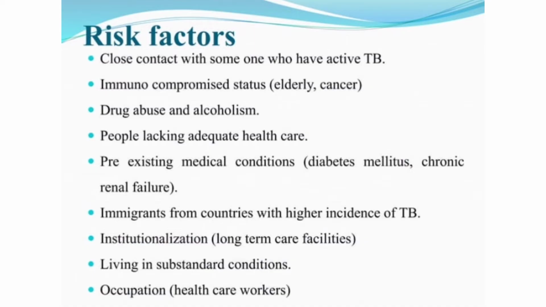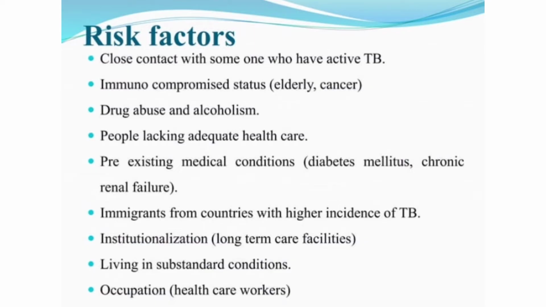Next, pre-existing medical conditions like diabetes mellitus and chronic renal failure. Next, immigrants from countries with higher incidence of TB. Institutionalization, living in substandard conditions, occupation.